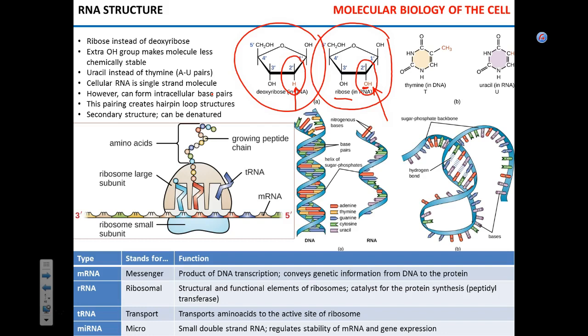Another difference between DNA and RNA is that in RNA, there is a uracil residue instead of thymine. So the pair is going to be not AT, like in the DNA, but AU. Okay? Generally speaking, cellular RNA is a single-stranded molecule. It's a single strand right here.